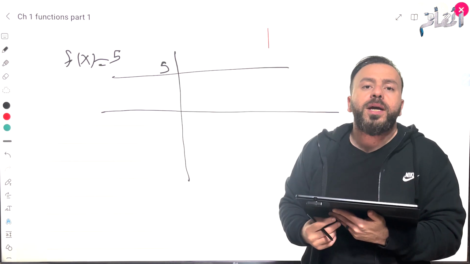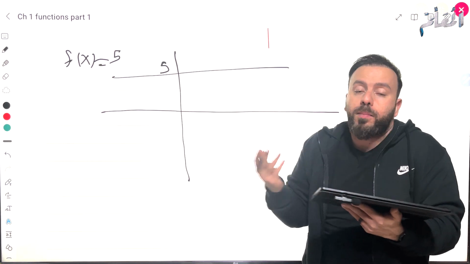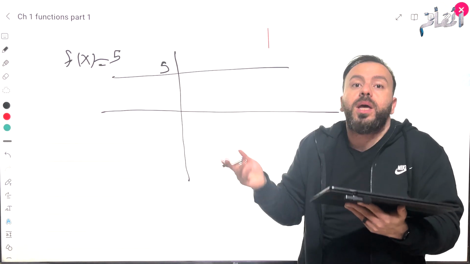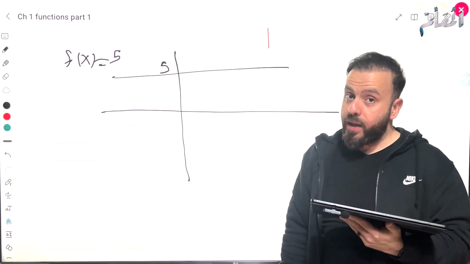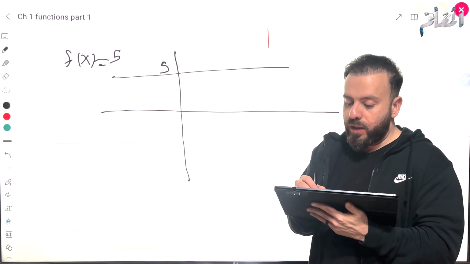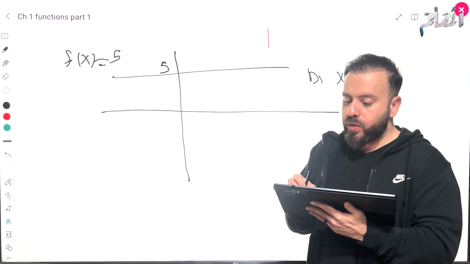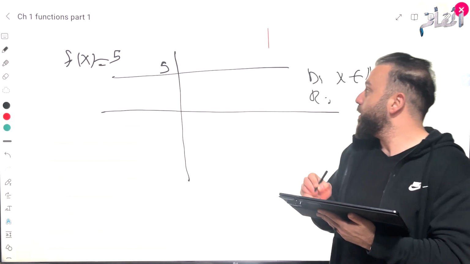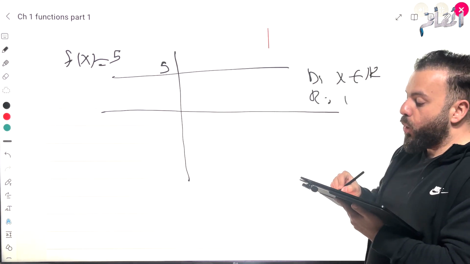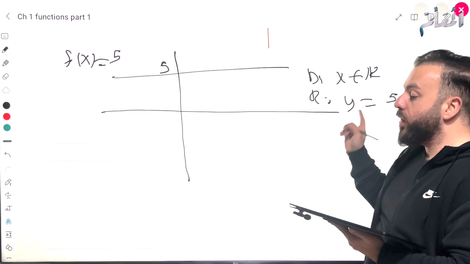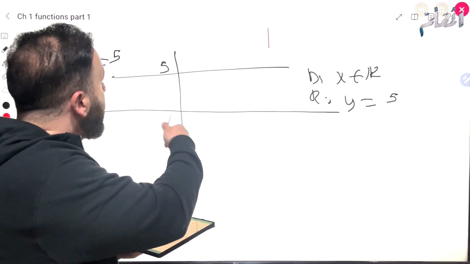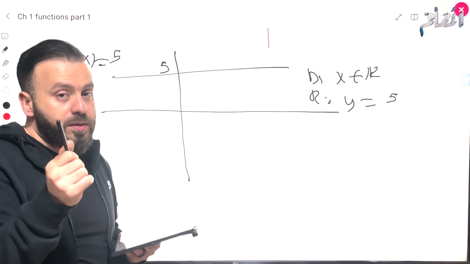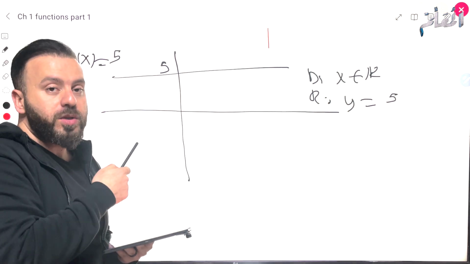What's my domain? x belongs to all real numbers, and I can choose any number. At the end, my output is 5. What about my range? Domain, x belongs to all real numbers, but my range is y equals 5. It's only one number, because you can see the image is only one number, which is 5. So remember this. This is called a constant function.